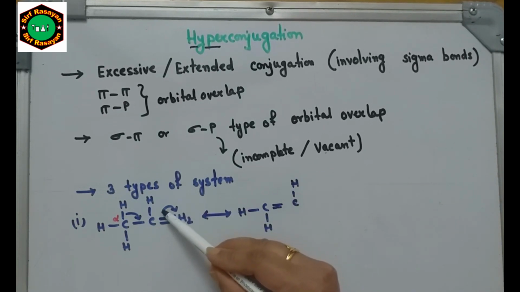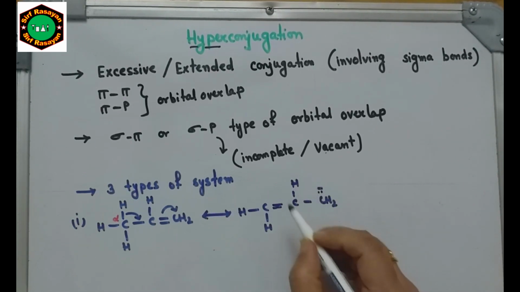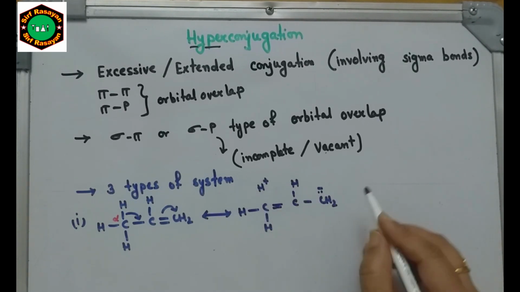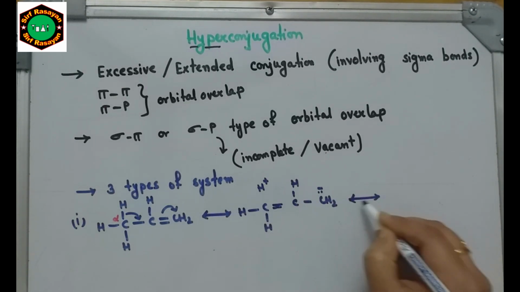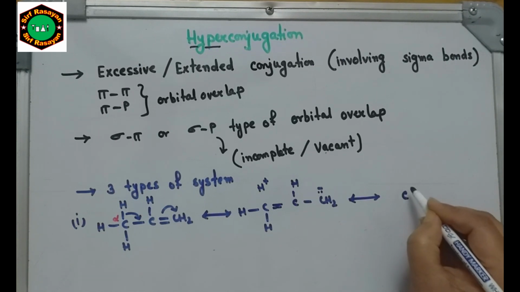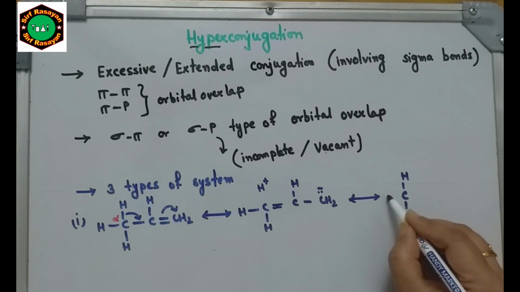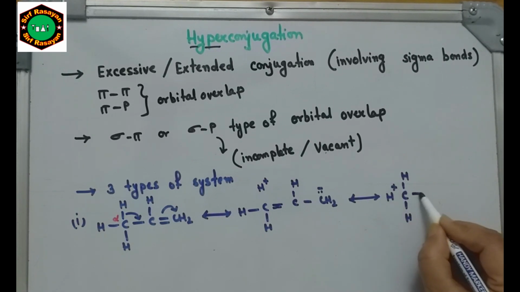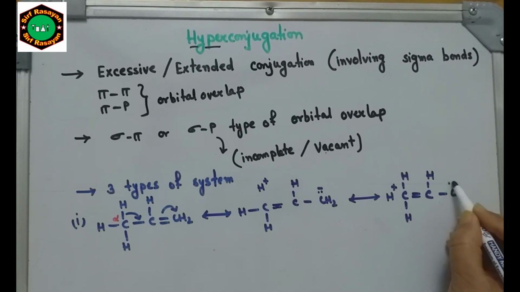This pi electron density is shifted here on this carbon. So here it is CH2 with 2 electrons, so negative charge, and here there is one H plus. In a similar way, for this hydrogen and this hydrogen, a similar structure we can write. So you maintain this one and this hydrogen as it is. Here there will be H plus, double bond CH, this one.